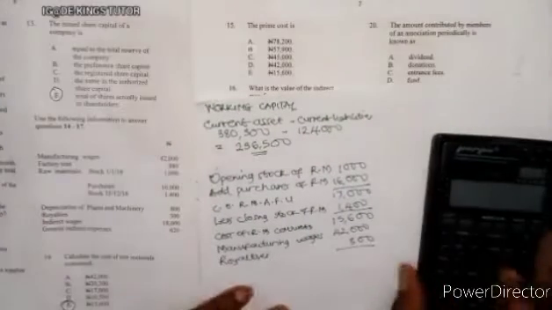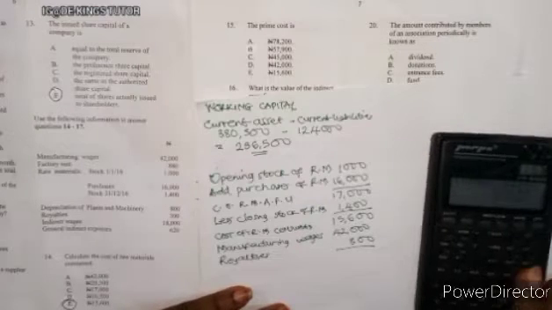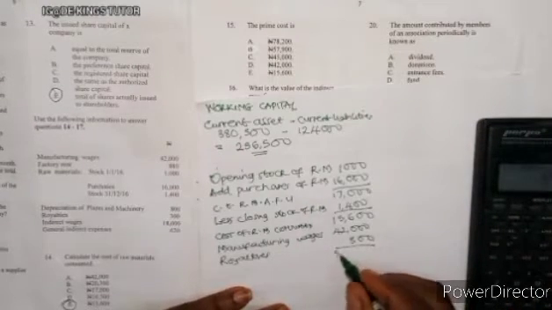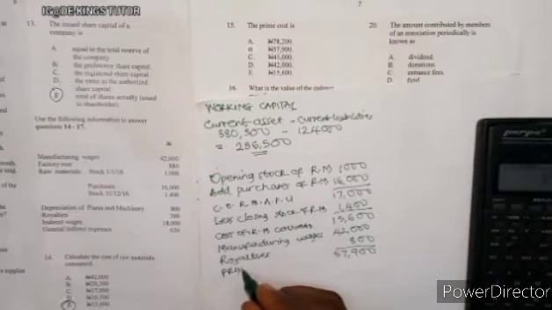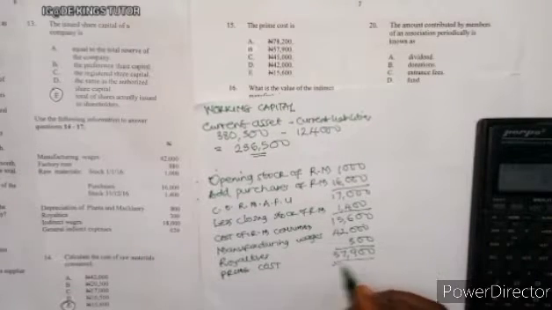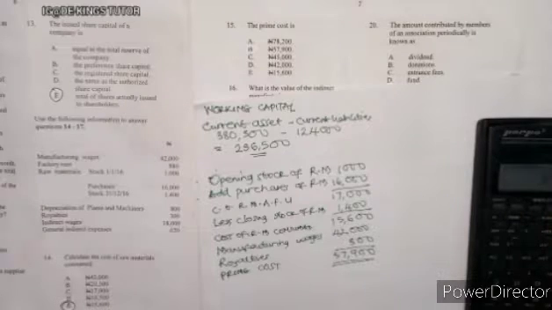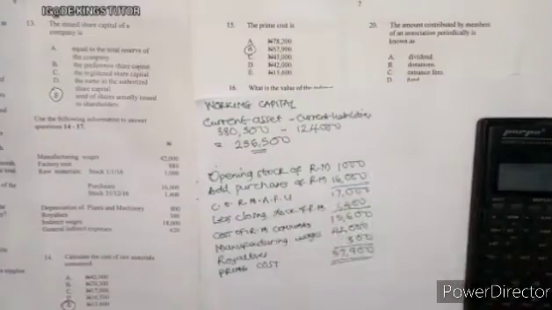So if we add up 15,600 plus 42,000 plus 300, it becomes 57,900, which is our prime cost. Look at 57,900. Our answer is B.